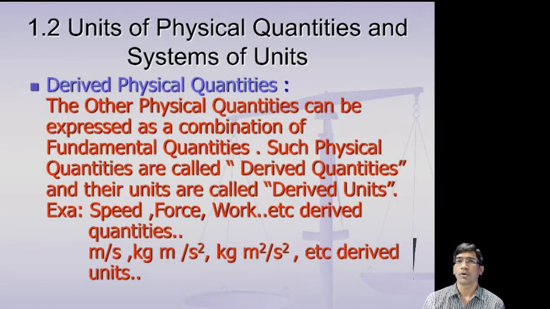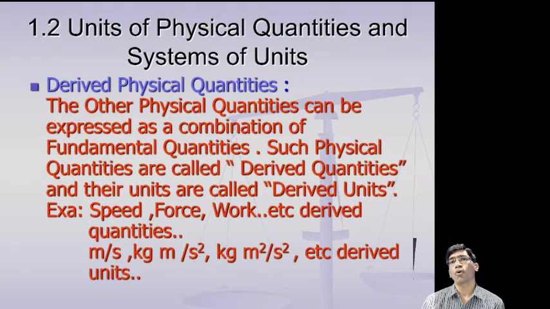Derived quantity, what is the meaning of derived quantity? Derived quantity is the quantity which can be derived from the fundamental quantities. If we take speed, then it is a derived quantity. It is made from the fundamental quantities distance and time. So other physical quantities can be expressed as a combination of fundamental quantities. Such physical quantities are called derived quantities, and their unit is known as the derived unit.